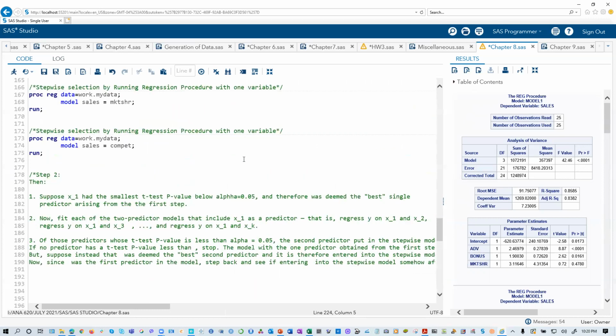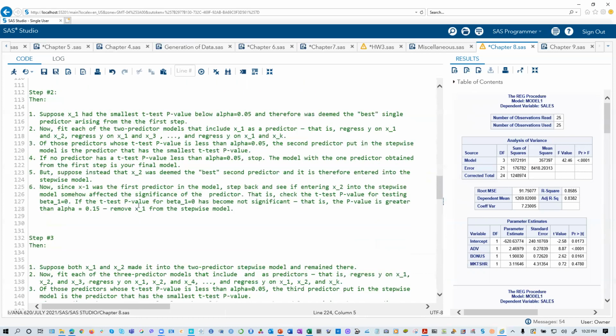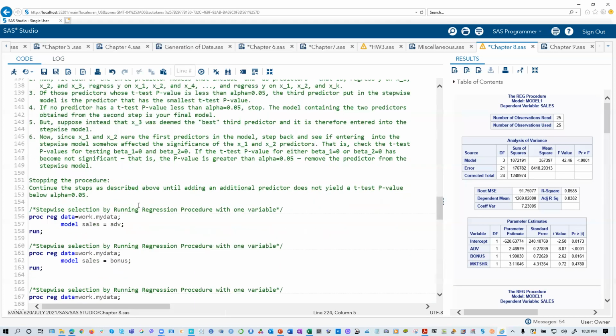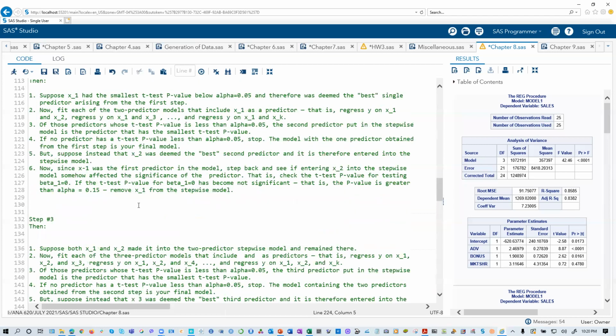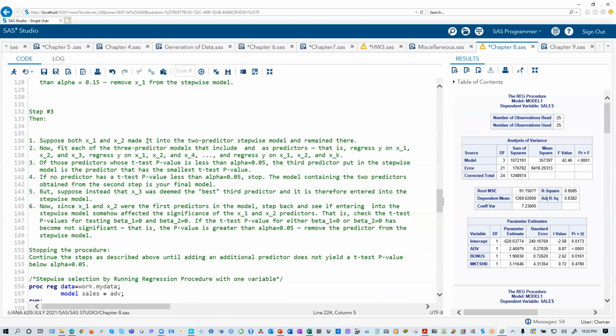This is step 3. The P value is greater than this one. We did this single model with X1, we check that one. Suppose X1 and X2, which are advertising and bonus, are in the two-predictor stepwise model and the remaining terms. Now fit each of the 3 predictor models, which means we do advertising and bonus with market share, and advertising and bonus with competition.